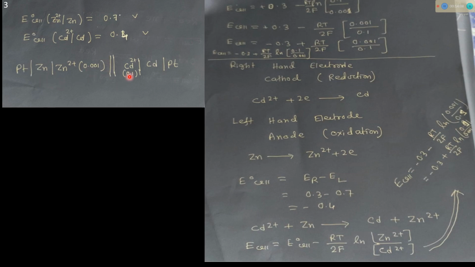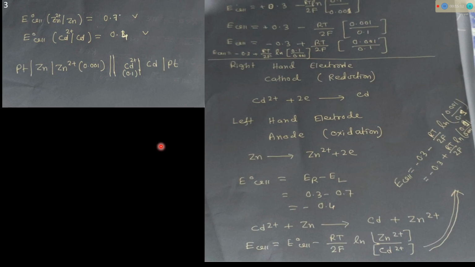Now in the cell, the concentration of cadmium 2+ is given as 0.1 molar and Zn2+ is 0.01 molar. So E0 cell becomes minus 0.03 minus RT by 2F ln Zn2+ concentration 0.01 upon 0.1. If we change the sign to plus, then the term within the ln will invert: Zn2+ goes below and cadmium 2+ goes up. So minus 0.03 plus RT by 2F ln of cadmium 2+ over Zn2+, and the whole equation becomes ln 0.1 upon 0.001.